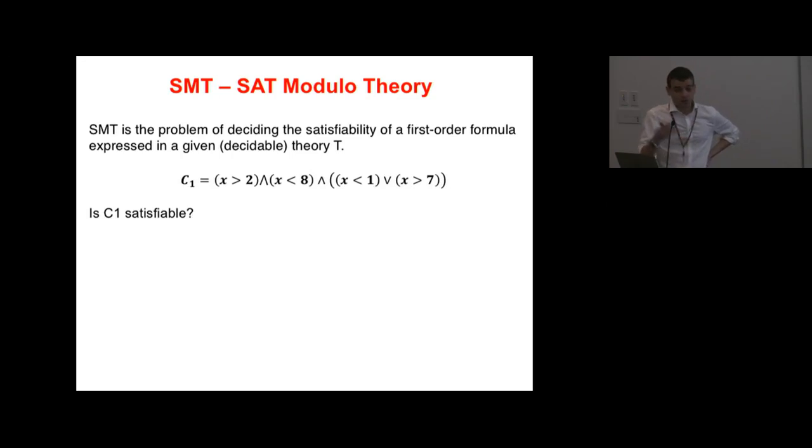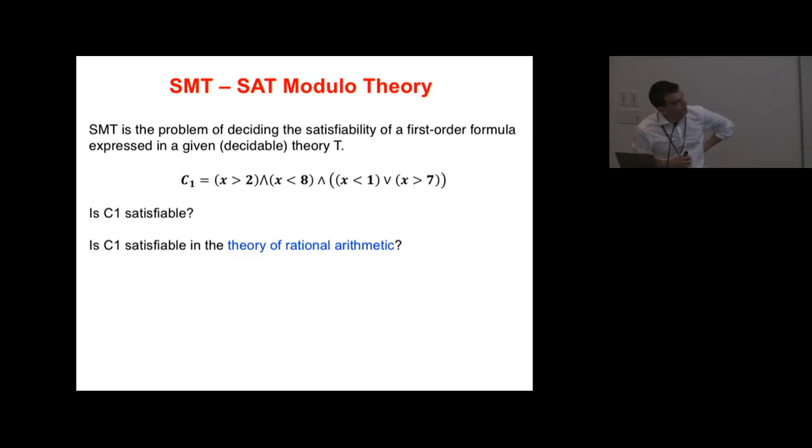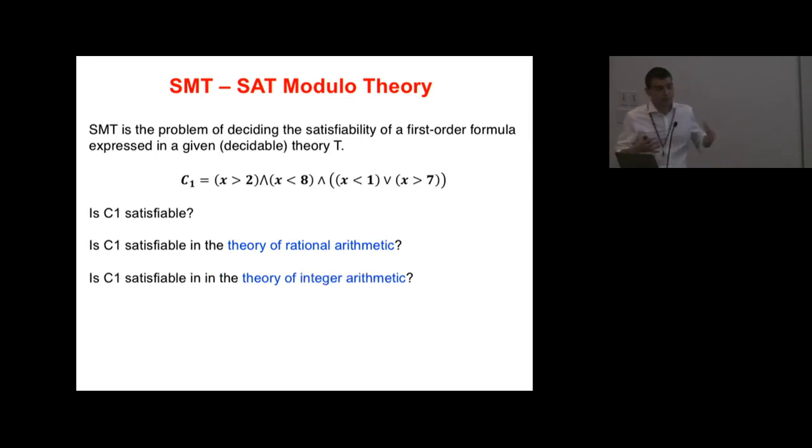You are all wrong, unfortunately, because the real answer is, it depends. Why? I didn't give you the domain. Bravo, that's good. I didn't give the domain of X. Without the domain, we cannot say whether it's satisfiable or not. And in fact, is it satisfiable in the theory of rational arithmetic? Can you give me a value for X? But then, what about integer arithmetic? There is no solution. So SMT is this kind of problem where we no longer have only Booleans, we have theories.